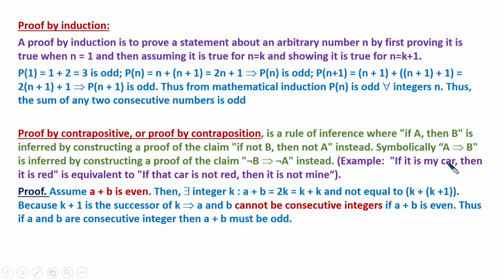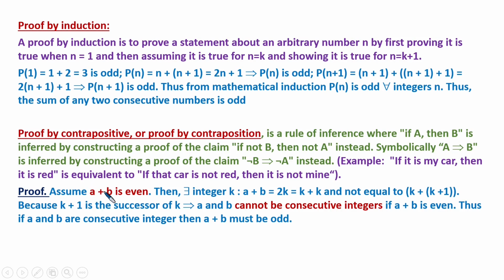Example, if it is my car, then it is red is equivalent to saying if the car is not red, then it is not mine. So go through this, and you will understand. Just pause and read it again. So how do you do the proof? By contrapositive or contraposition. Here proof.